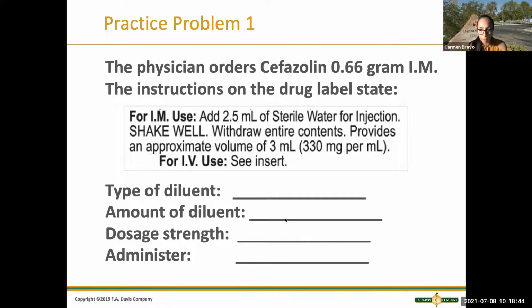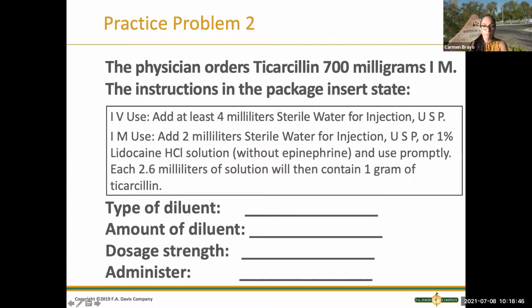Then let's do this one. The physician's order is 700 milligrams of ticarcillin, IM, and you see the instructions there. I'll give you a minute so you can read the instructions.